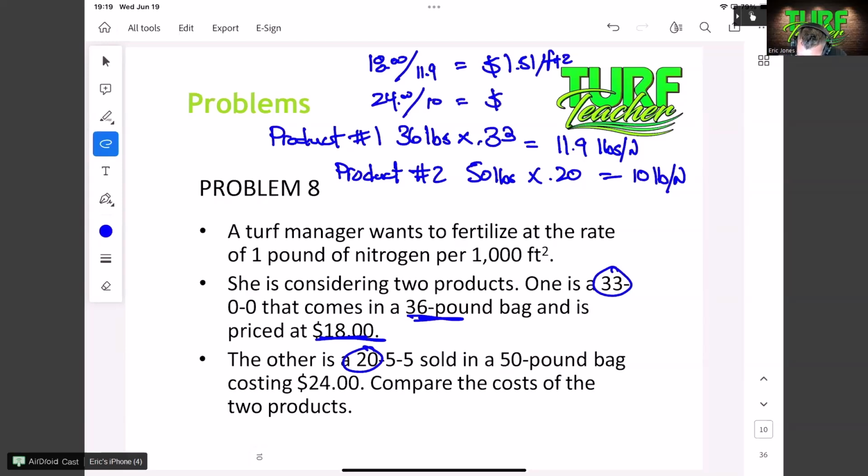We're doing it by the M, 11.9 thousand, or 11,900 or 10,000. That gives us the 2.4 per square foot. So the first one, this one right here is better priced. Costing us $1.51 per square foot to do the job.